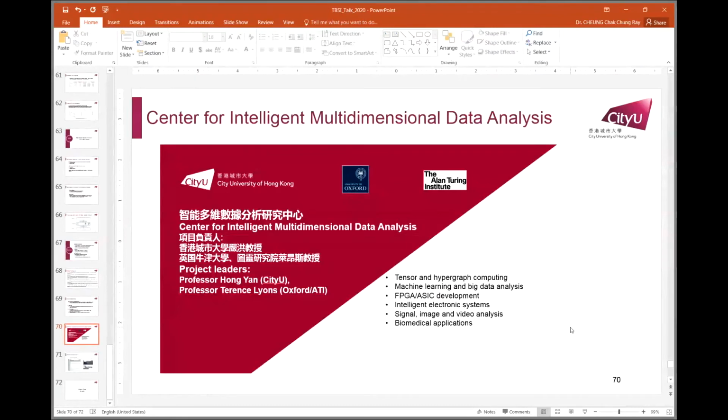Just 10 more seconds, I want to highlight on top of this, a project that we're working on at the moment. We also have a big project led by Professor Yang Hong. He's the chair professor in my department. This is called the Center of Intelligent Multi-Dimension Data Analysis.